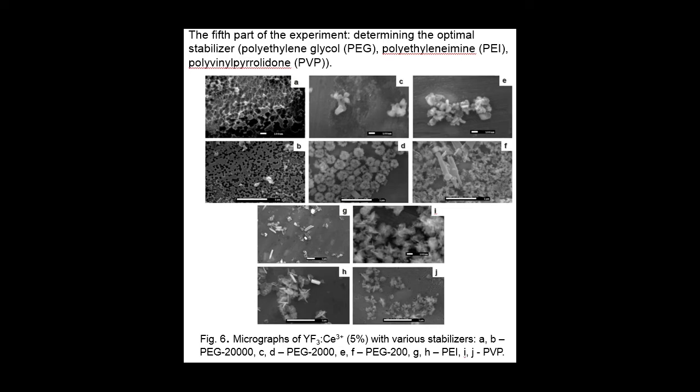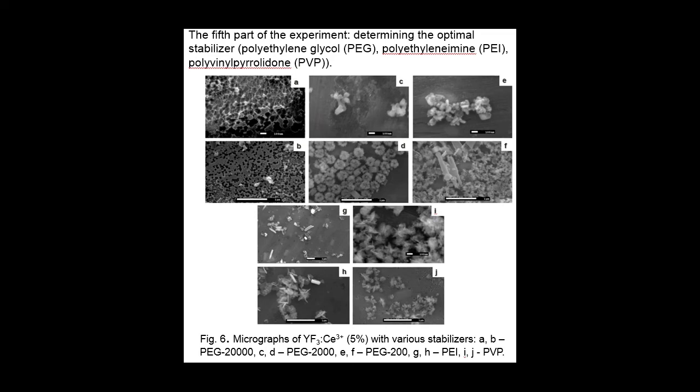And the fifth part of our experiment was to determine the optimal stabilizer. In this case, we used polyethylene glycol, polyethylenimine, and polyvinylpyrrolidone. Stabilizers prevent the agglomeration of the particles and ensure their biocompatibility. We used polyethylene glycol with different molar masses: 200, 2000, and 20,000. On microphotographs A and B, you can see a sample with polyethylene glycol 20,000, C and D is 2000, and E and F is 200.